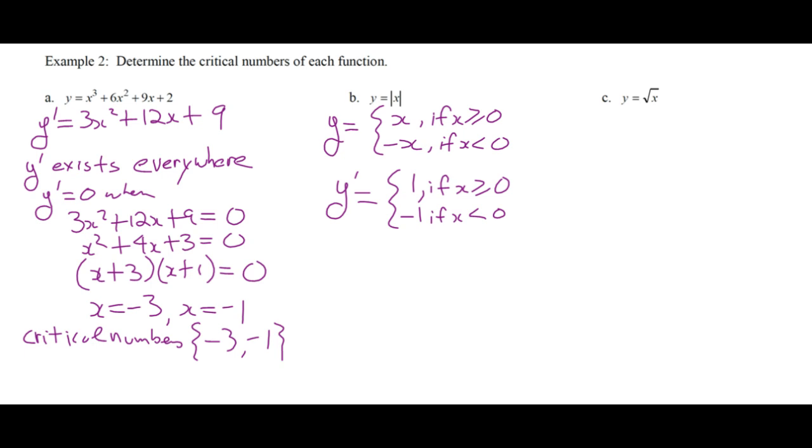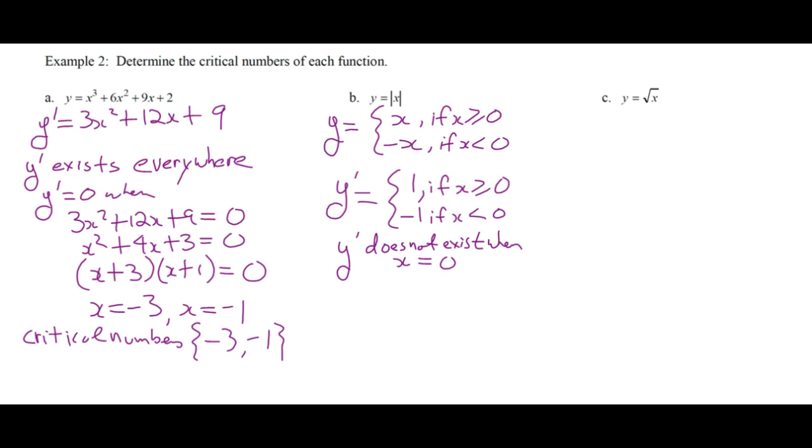And does y prime not exist somewhere? Where? So y prime does not exist when x is equal to 0, right? So we have a problem. We have different derivatives at that point, right? So y prime does not exist when x is equal to 0. Otherwise, it's 1 or -1, so we don't have to worry about when y prime is equal to 0. Never.